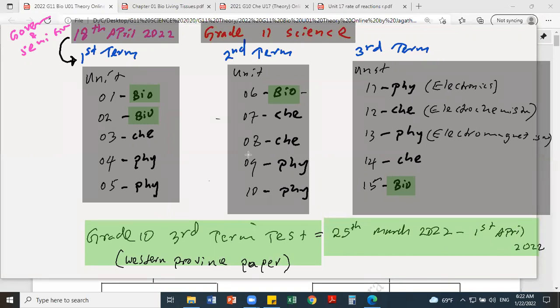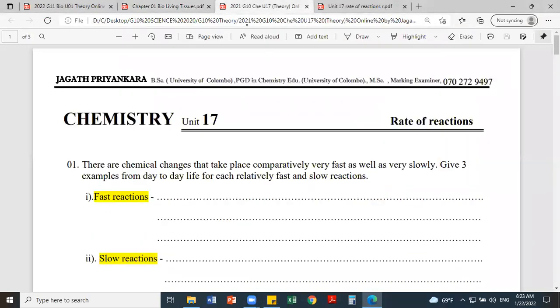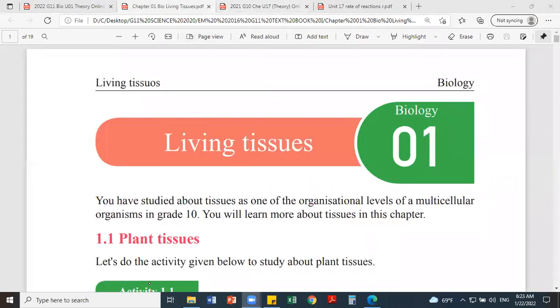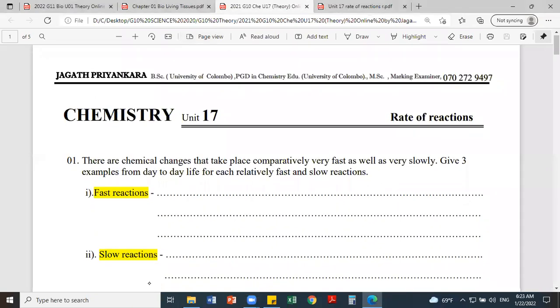Okay. So then I'll erase this and I will start grade 11 and grade 10 in parallel. First I'll move on to the living tissues I have given. Right. You can see the screen now. First I'll do the grade 10 17th lesson, and after that I'll discuss the living tissues grade 11, right? Okay, first we'll complete the grade 10.